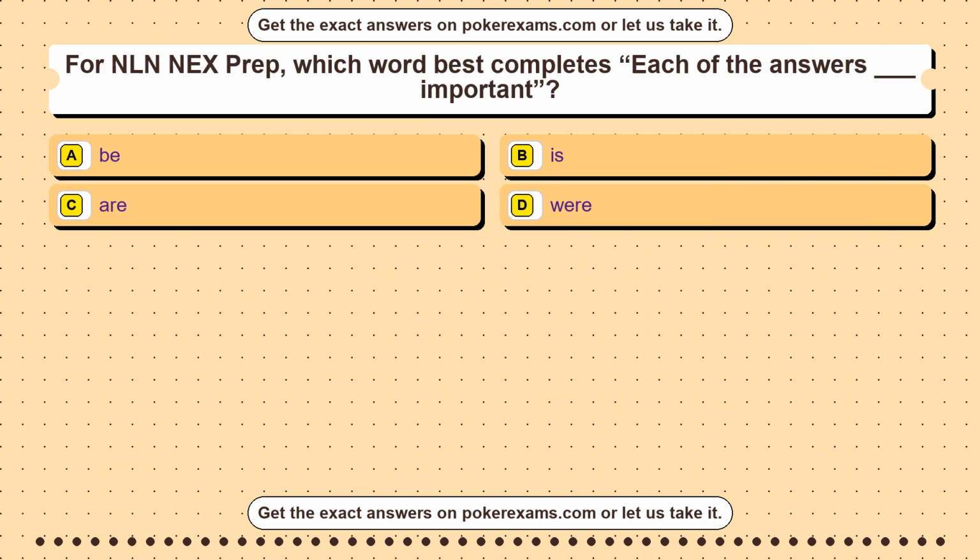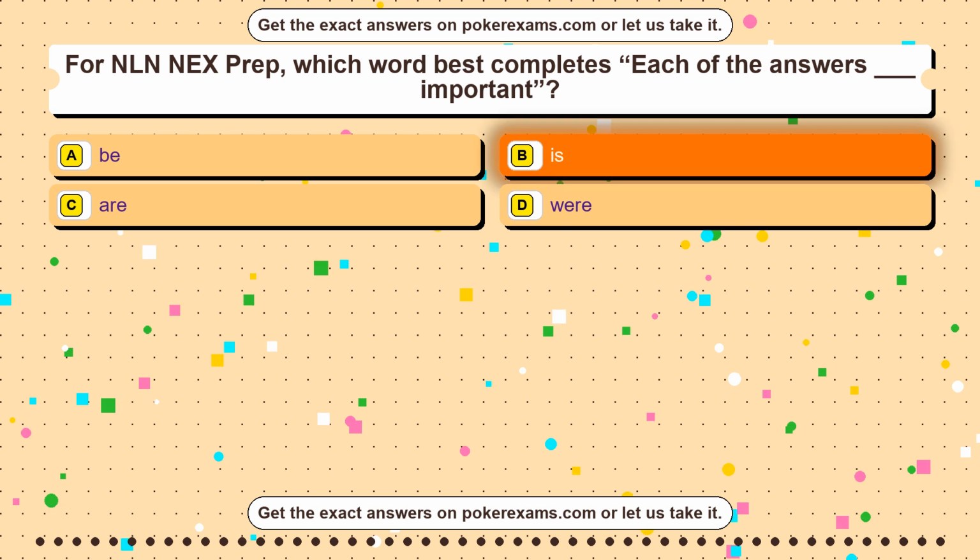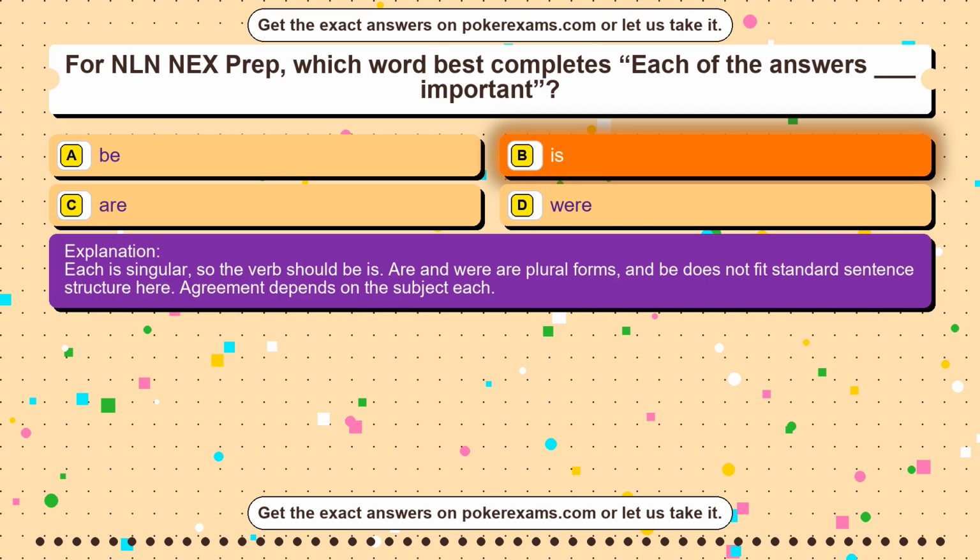Question 32. For NLN NEX Prep, which word best completes the sentence: each of the answers blank important? Option A be. Option B is. Option C are. Option D were. The correct answer is option B, is. Each is singular, so the verb should be is. Are and were are plural forms, and be does not fit standard sentence structure here. Agreement depends on the subject each.